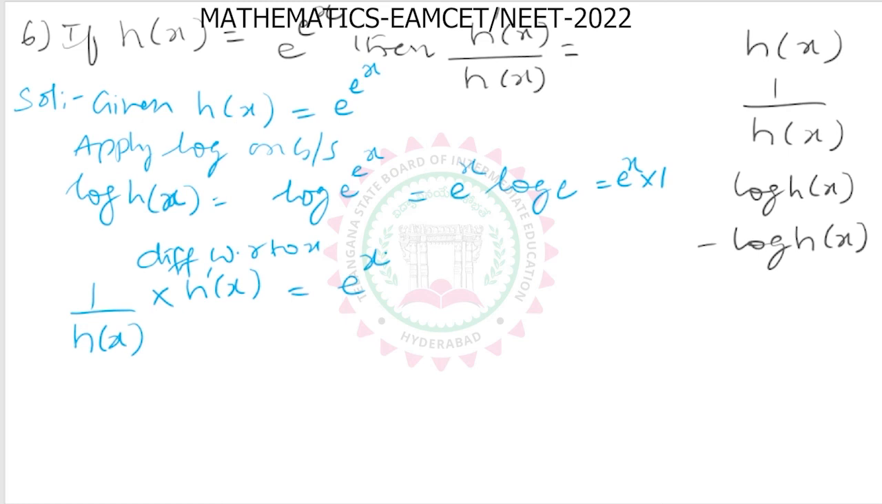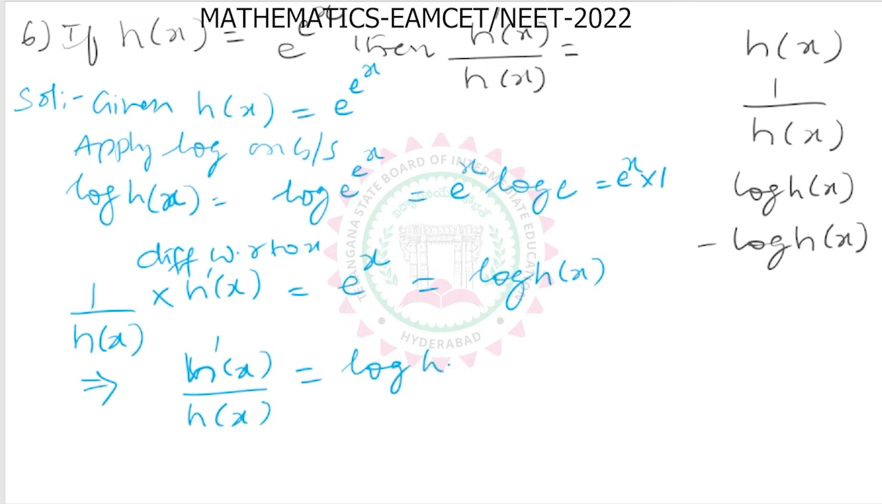So what is e power of x? That is log of h(x). E power of x is equal to log of h(x). Therefore, this implies that what I want, h dash x by h of x, is equal to, what is my answer? It is log of h of x. So which option is correct? Third one. So, log of h of x. It is the third option.